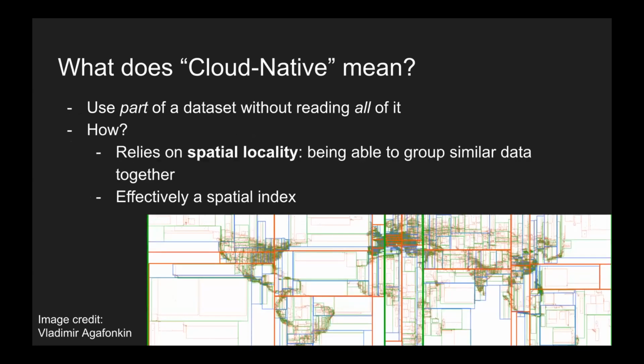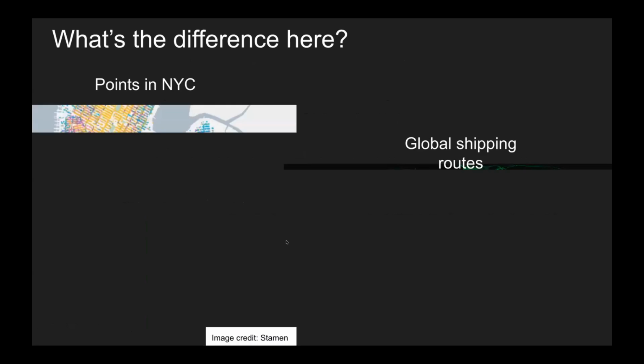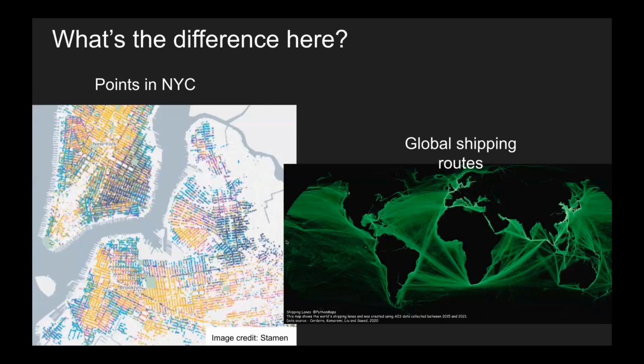But being able to use part of a data set means that you have to be able to arrange the data in that data set to group similar data together. So with a COG, you can group the pixels together and effectively create a spatial index by chunking pixels that are nearby into a similar region of the bytes of that file. But with vector, you can't always do that. So here's an image of two different vector data sets. One is points in New York City, and one is global shipping routes. What's the difference here?